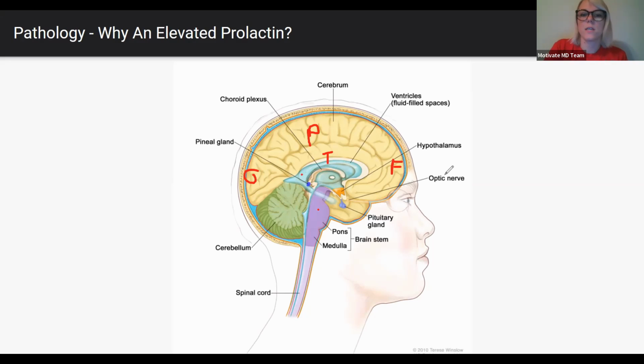We see the ventricles here in that turquoise color. The hypothalamus sits above the pituitary gland, which sends that signal to the pituitary. And we have our friend the Turkish saddle down here. And that's about it. We talked about the optic nerve a little bit when we talked about the visual fields, but that's about it for this. So let's keep going here. We'll talk more about this case.